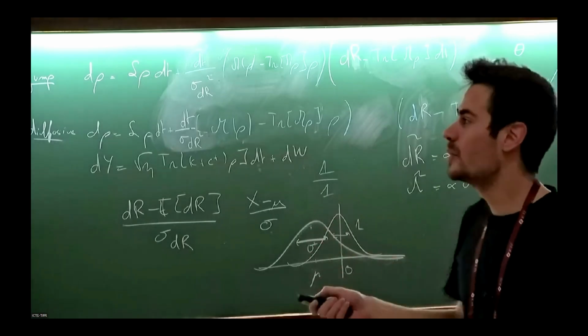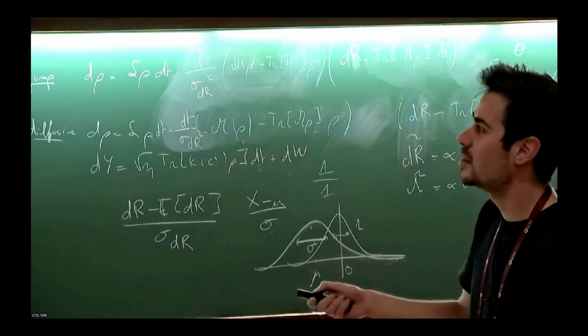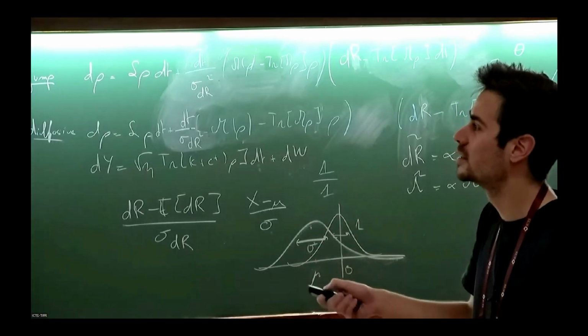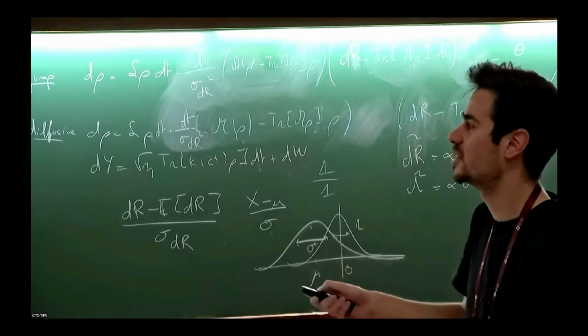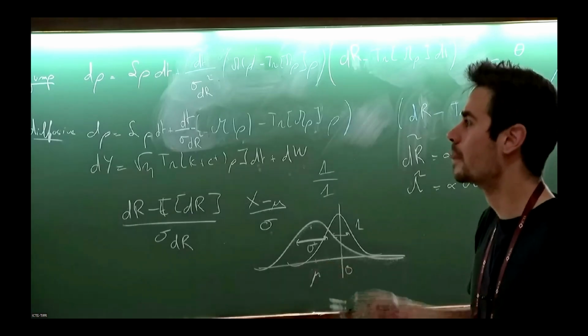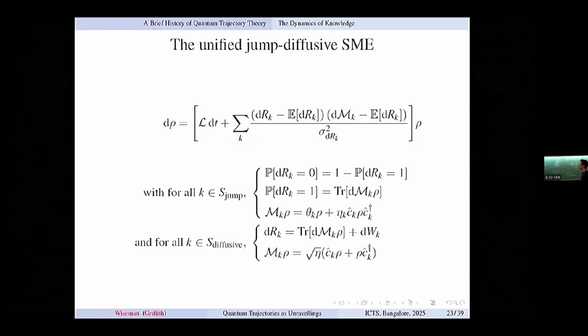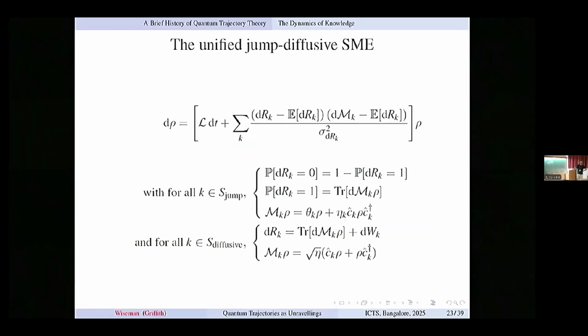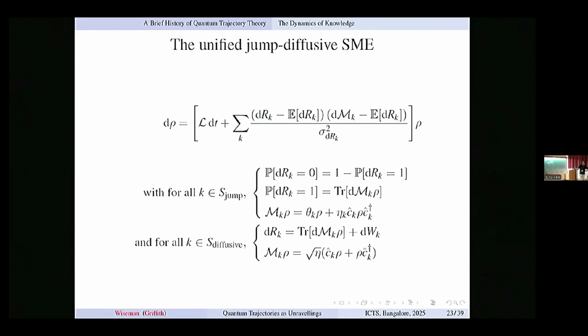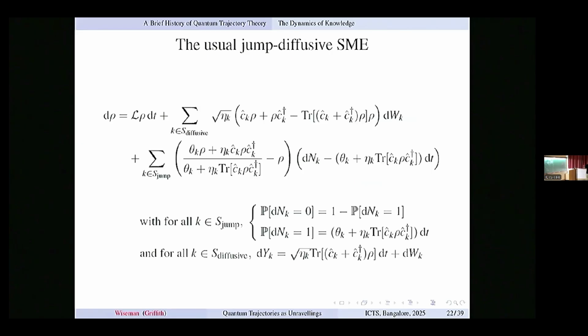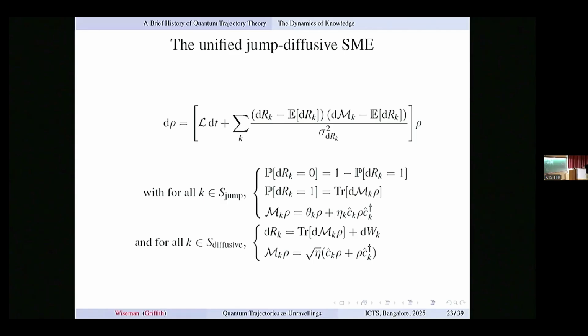Now, to generalize a little bit, the usual jump-diffusive SME is just summing over multiple jump processes and multiple diffusive processes. With the unification, you can rewrite this rather large equation as just a sum of this measurement back action, okay? In each case, depending on your detector, you have a specific superoperator, and this is the probability for the jump process, and the probability for the diffusive process. So maybe I'll show again: this huge equation becomes this small equation.